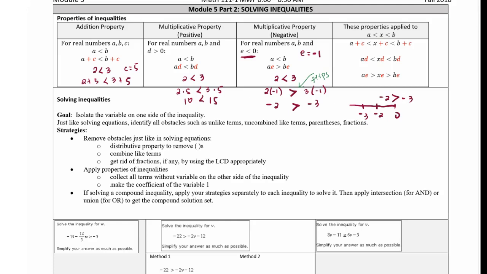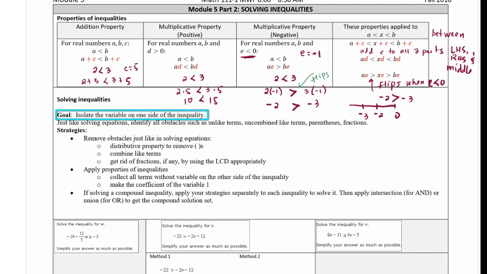Now, for the between inequality. If a is less than x is less than b, adding c to the three parts of the between inequality does not change the inequality. Multiplying all three parts of the between inequality does not change the inequality. However, when you multiply by a negative number, the inequality direction gets reversed.